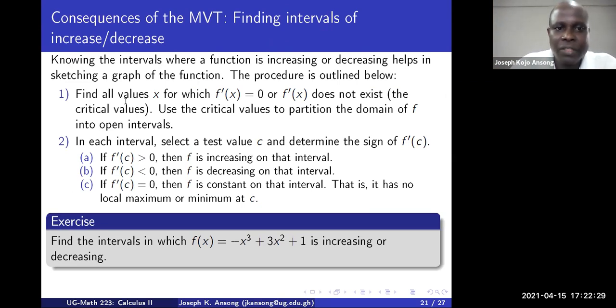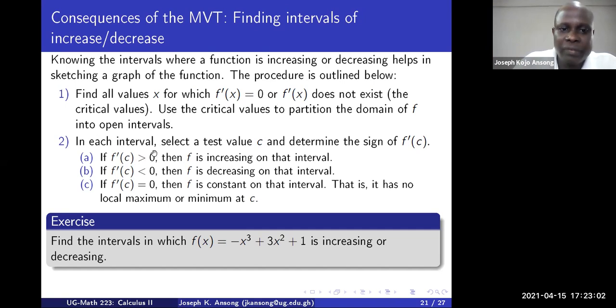The first thing is you find values of x for which f prime is 0, or where f prime does not exist. That is the critical values, right? You first look for the critical values. Then use the critical values to partition the interval into different intervals, like 3 intervals or something. Then in each of the sub intervals, you select some test value, and see whether f prime is positive or negative in that interval.